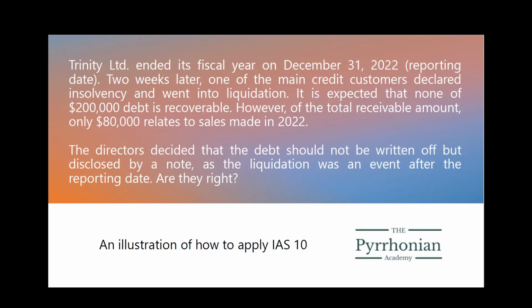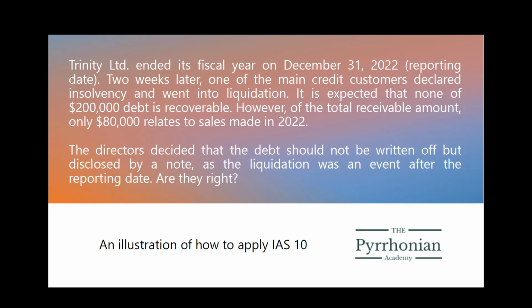And here I have an illustration of how to apply IAS 10. A very brief example. We have a company called Trinity Limited, and it ended its fiscal year on December 31st, 2022. So this is the reporting date. Most companies have their fiscal year exactly the same as the calendar year, but not all of them. Two weeks later, one of the main credit customers declared insolvency and went into liquidation.